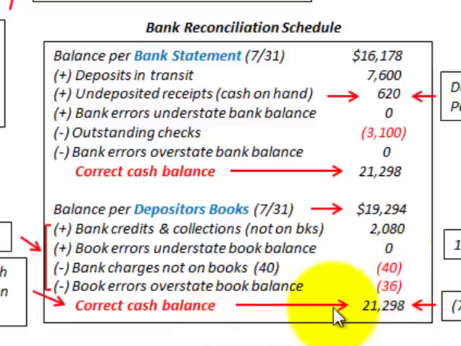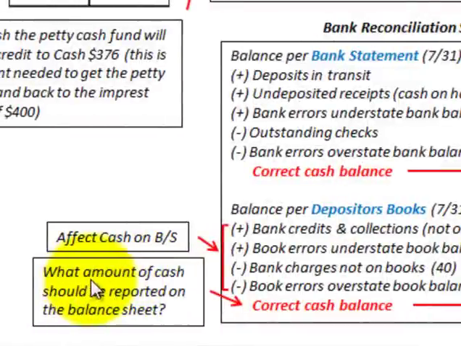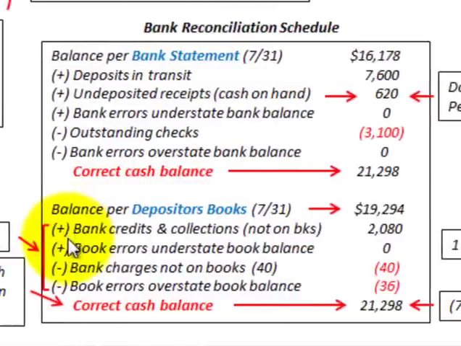The correct cash balance per the bank reconciliation statement is $21,298. Again, that's at the end of the month per our bank reconciliation schedule, and that would be $21,298. So again, this is what the correct cash balance is per this bank reconciliation. And what we have to ask ourselves is, what amount of cash should be reported on the balance sheet? Again, the items that did affect our cash on the balance sheet were these additions and reductions, this balance per the depositor's books.